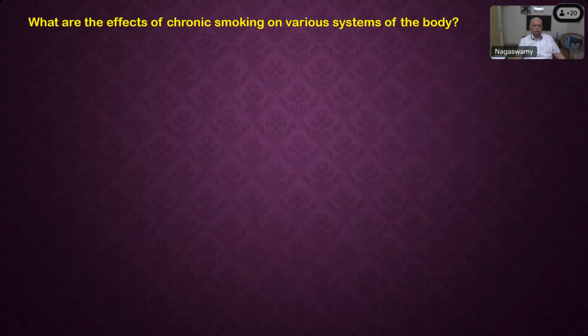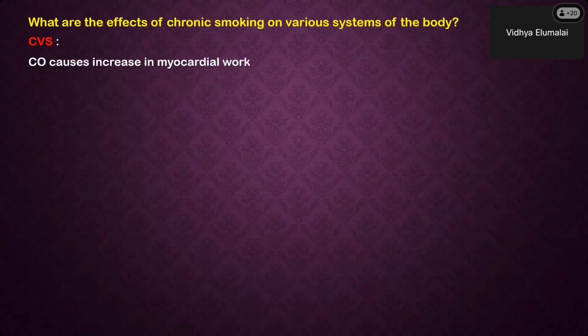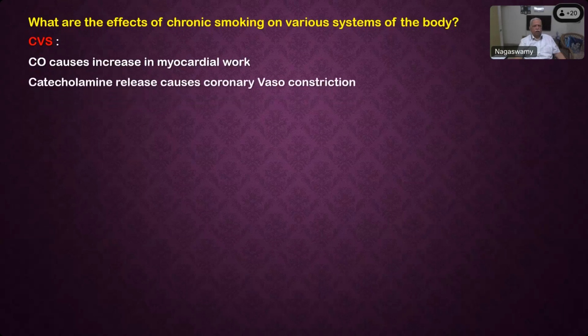What are the effects of chronic smoking on various systems in the body? This is another common question in the COPD case. So, what is the effect on CVS? It is sympathetic stimulation. Carbon monoxide increase causes increase in myocardial work. Patients inhale carbon monoxide when they smoke. And catecholamine release causes coronary vasoconstriction, decreases exercise capacity.